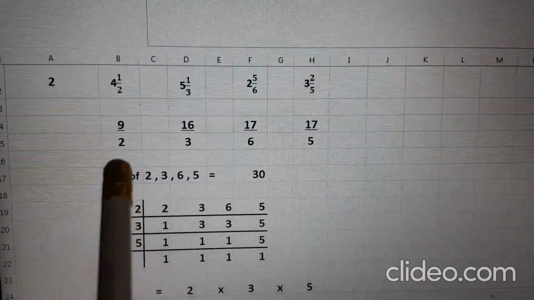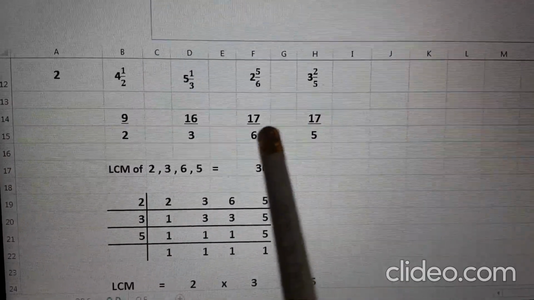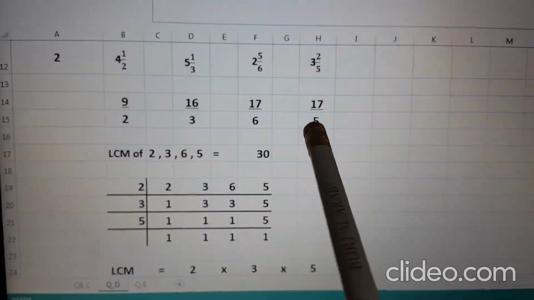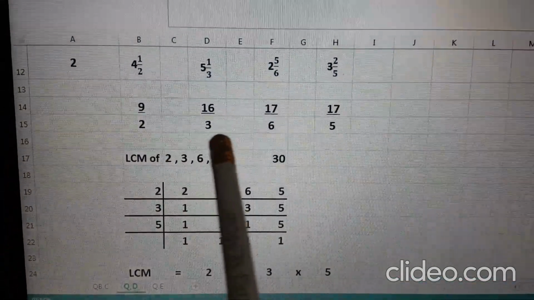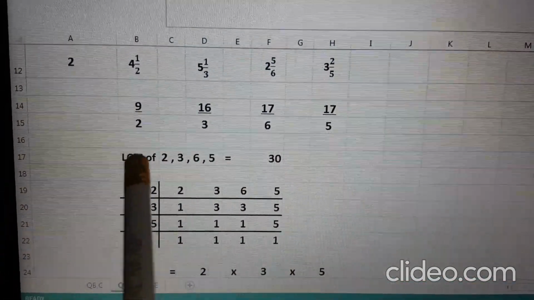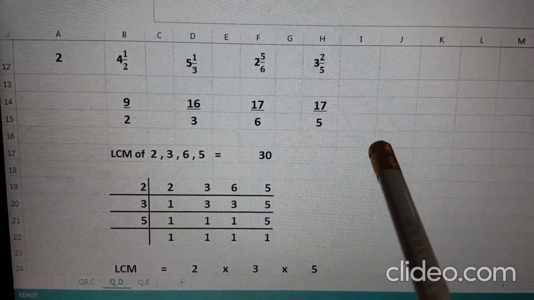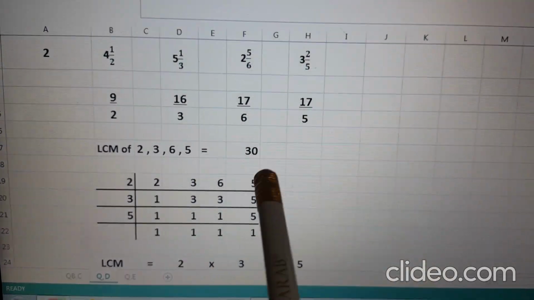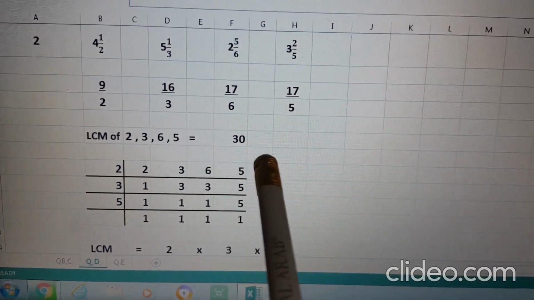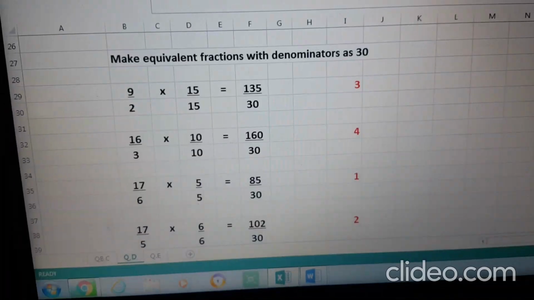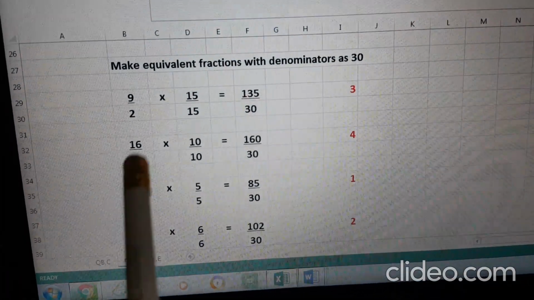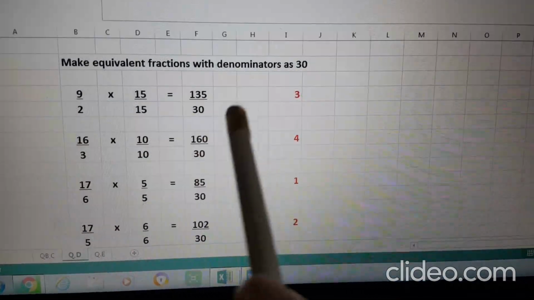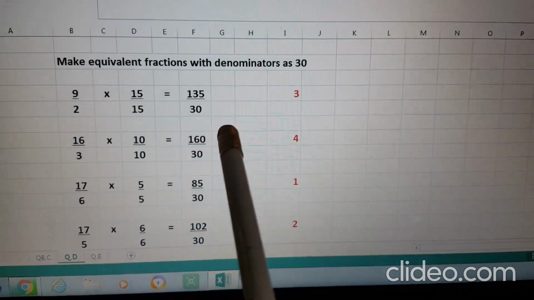Now the second part, again mixed fractions are given. The first step is to convert the mixed fractions into improper fractions. Now what we see, all denominators are different. Here 2, 3, 6 and 5. When denominators are different, we take the LCM of the denominators. So we got 30 as the LCM. Now we will make equivalent fractions of these given fractions with denominator as 30.